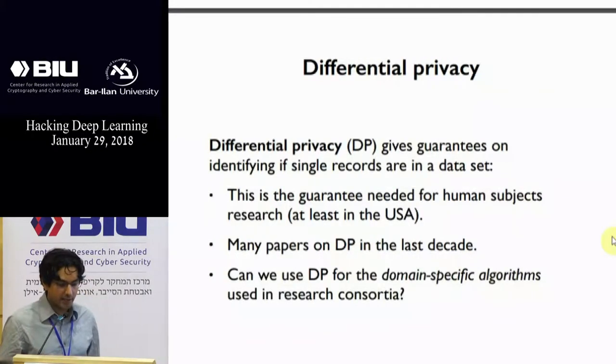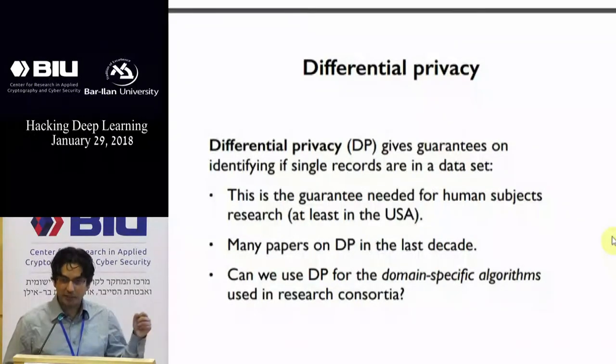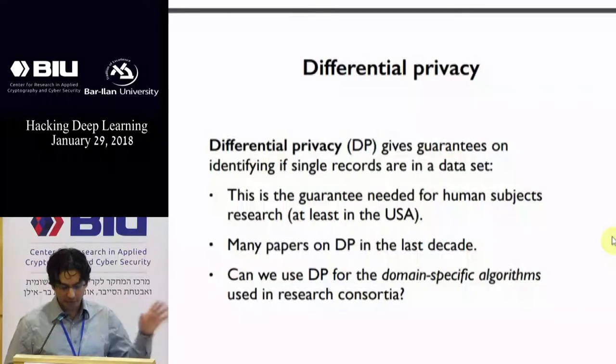The trick is that we have to use differential privacy for the domain-specific algorithms that are used in these research consortia. They're not just sitting around training support vector machines. They're not doing exactly the same kind of things that general machine learning is doing. They can't use the training API that we heard about in Vitaly's talk. So they have particular tools that they like, and if we want to get buy-in from them, we have to do that.